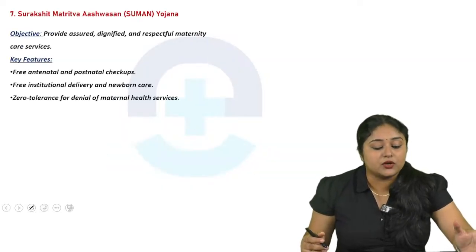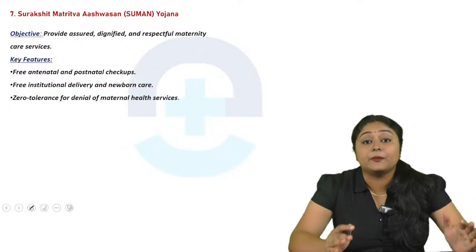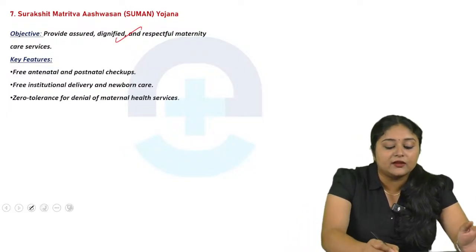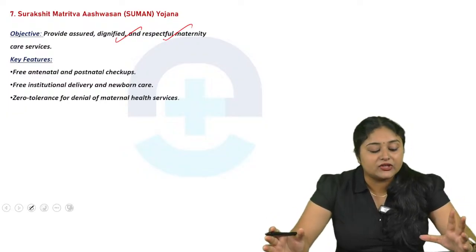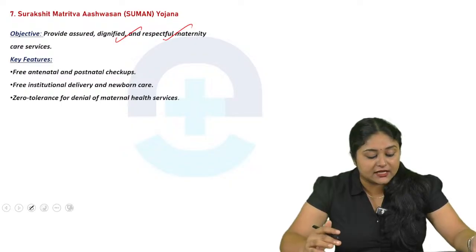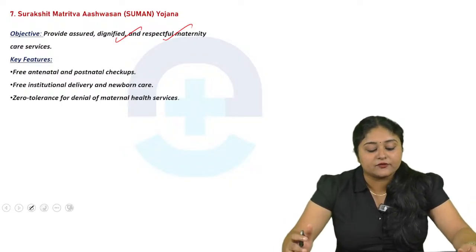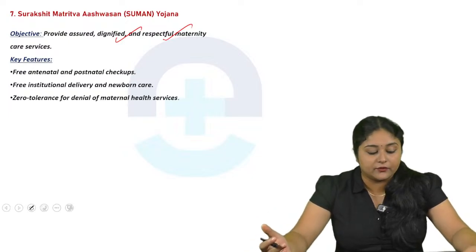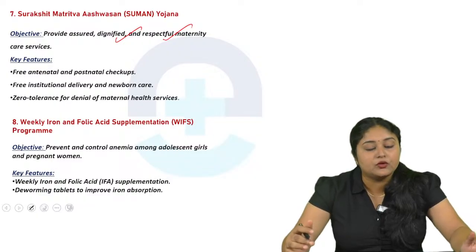Now come to the Pradhan Mantri Surakshit Matritva Abhiyan. What is the main objective? Provide assured, dignified and respectful maternity care services. What are the key features? Free antenatal and postnatal checkups, free institutional delivery and newborn care, zero tolerance for denial of maternal health services.